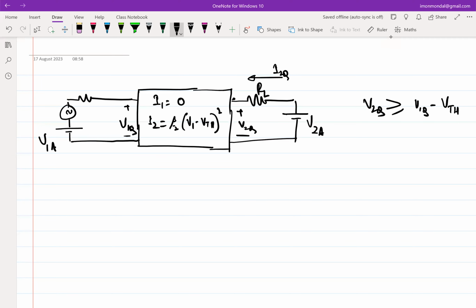MOSFET is a particular vehicle for which we are making the amplifier, but the stuff inside the box could have been a BJT, a FinFET, a CRT, a vacuum tube, or any device with a certain type of IV characteristics for that matter. So whatever be the device, there are certain characteristics which are common to this box.